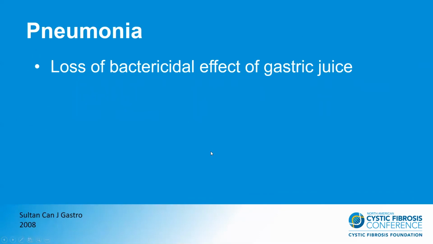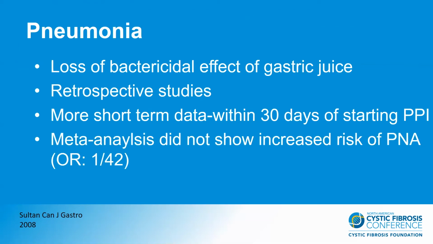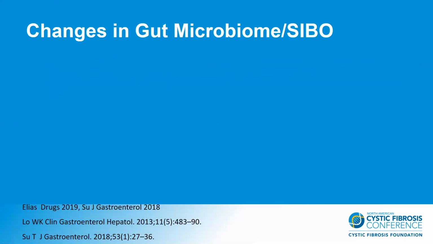What about pneumonia? Well, the thought is that there is loss of the bactericidal effect of gastric juice. And again, most of these studies are retrospective studies. It seems that some of them indicate that more short-term data, within 30 days of starting a PPI, might have higher risk. But the meta-analysis did not show increased risk of respiratory infection, specifically pneumonia. The odds ratio is 1.42, and you can see here that it crosses the line, so it's not a significant increased risk of respiratory infections.